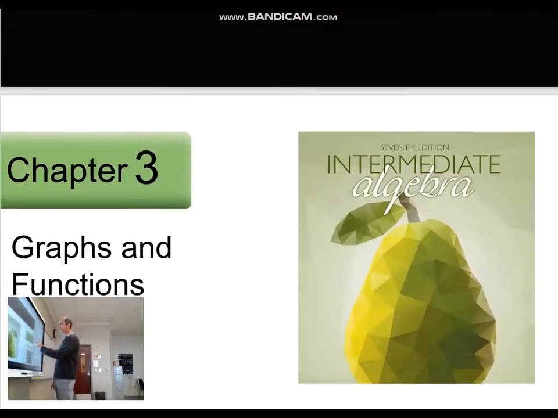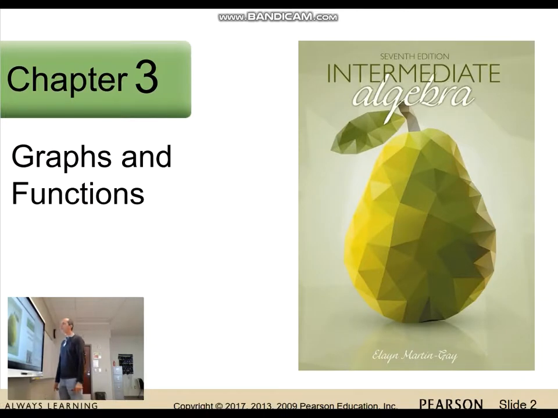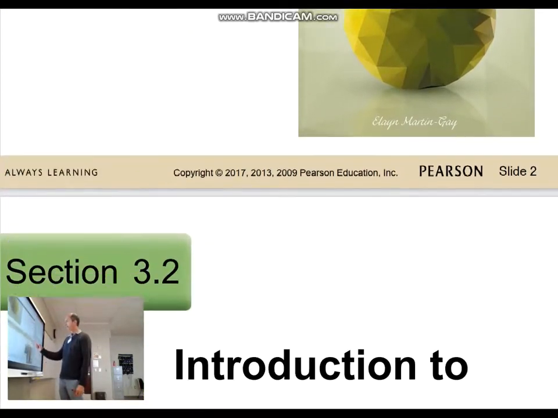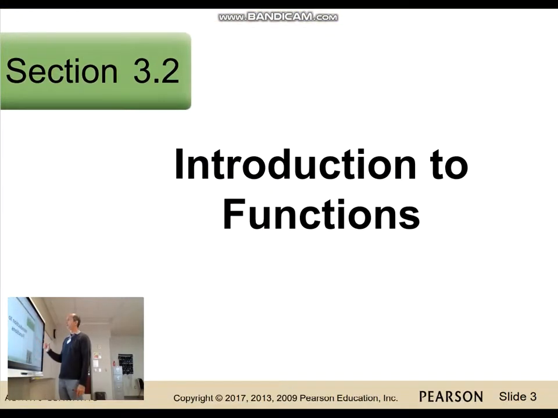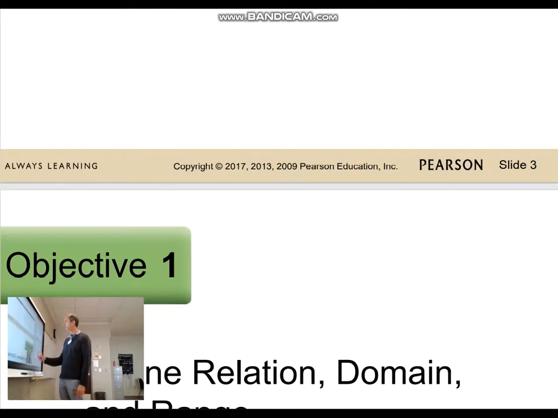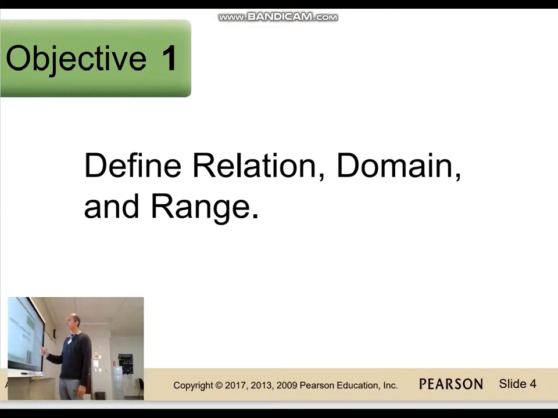Alright, the chapter we're going to work on is chapter 3, graphs and functions, and we will see section 3.2, introduction to functions, today. The first objective is to define relation, domain, and range.